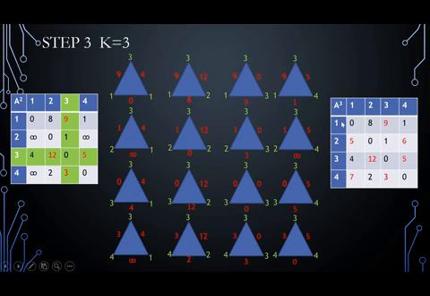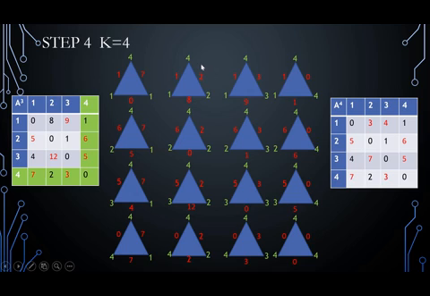So the resultant matrix A3 is 0 8 9 1, 5 0 1 6, 4 12 0 5, 7 2 3 0. So this will be the input for the next step, step 4, where k is equal to 4.